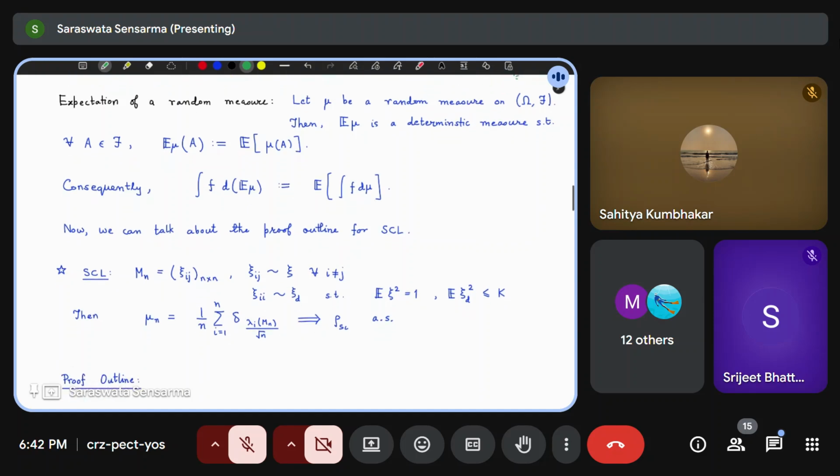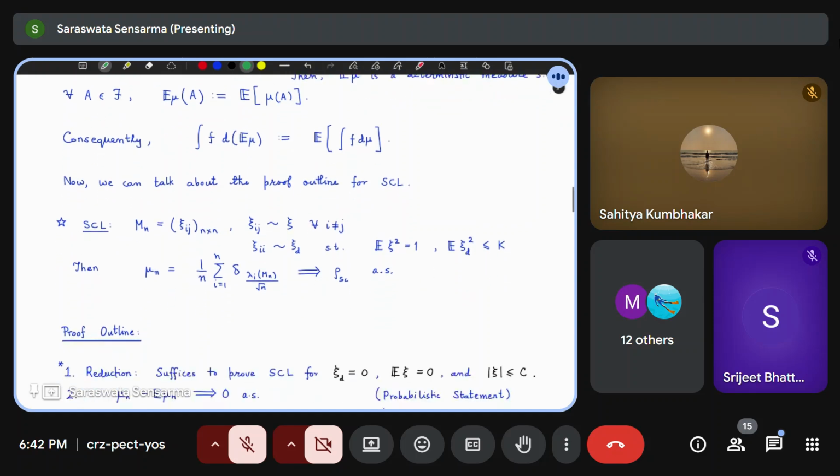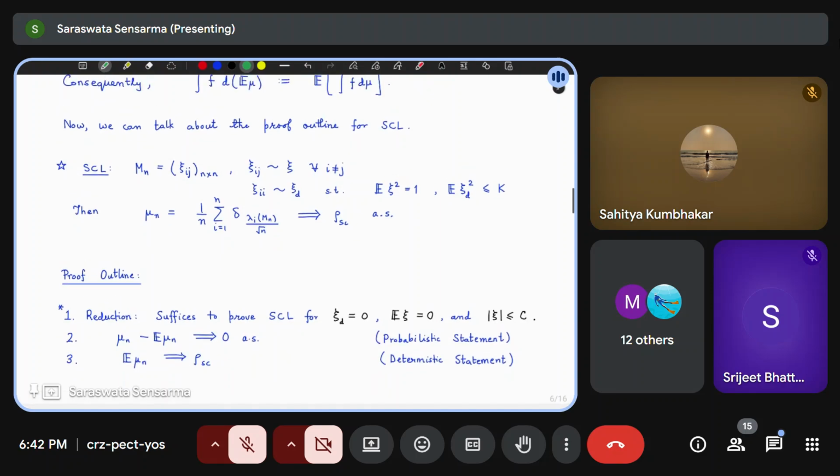Let's discuss a quick proof outline for the semicircle law. I just stated the law again here. It's very similar to what we saw in the case of the strong law. We first do a reduction, and the reduction is that it suffices to prove the semicircle law under these conditions. This was our assumption, so there's no need to put it back again. But it's enough to prove it for bounded xi and for zero diagonals.